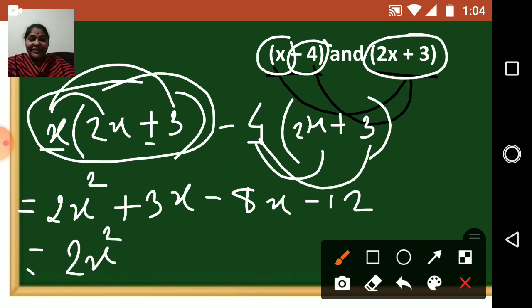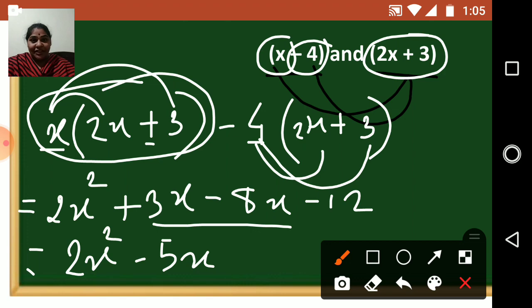Now we are simplifying this. If you see this, children, these are like terms, that is x variables are same, powers are same. 3x minus 8x. So here 3 minus 8 will be minus 5x. We have subtracted our like terms, that is 3x minus 8x will be minus 5x, and minus 12 as it is. So the final answer will be, children, 2x squared minus 5x minus 12. I hope this is clear.